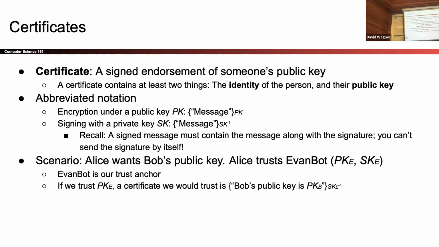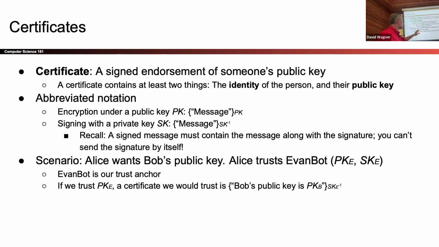The statement is about what the public key of a particular person is, and it's going to be signed. So there's the person whose public key the statement is talking about, and then there's the signer of this endorsement. There's going to be two different people. The signed statement is going to contain the identity of the person, like Bob, and it's going to contain Bob's public key.